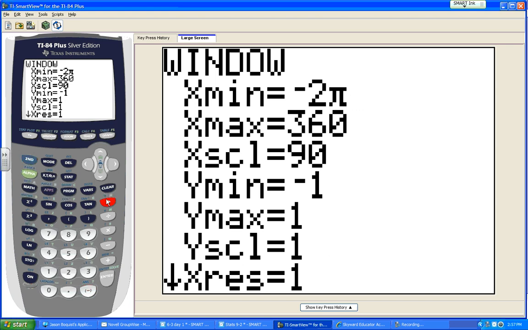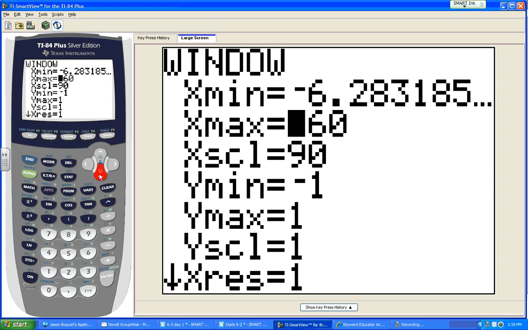Pi. Okay? But now watch what happens on my calculator. My calculator doesn't like that very much. Watch what my calculator does once I hit down. It just puts the decimal down. But isn't that the same thing? Isn't that negative 2 pi? And then we'll go to 2 pi. Boy, I'm really missing that button. There we go.